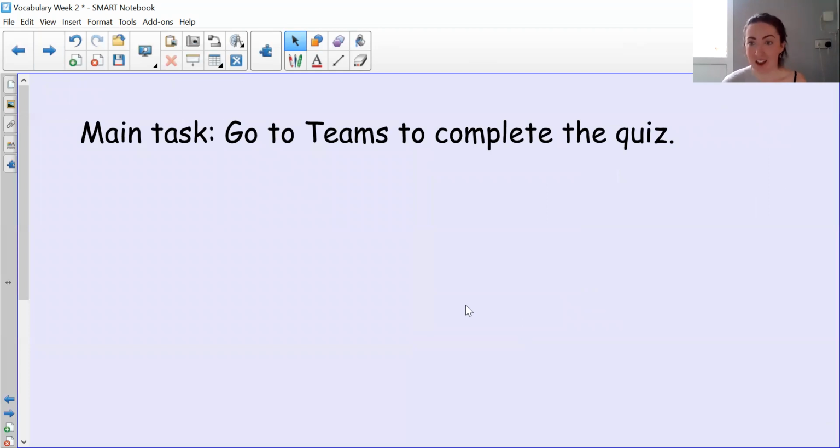Okay, so now it's time for your main task. So go over to Teams to complete the quiz, which is all about adjectives and the suffixes that we can use to compare different words.